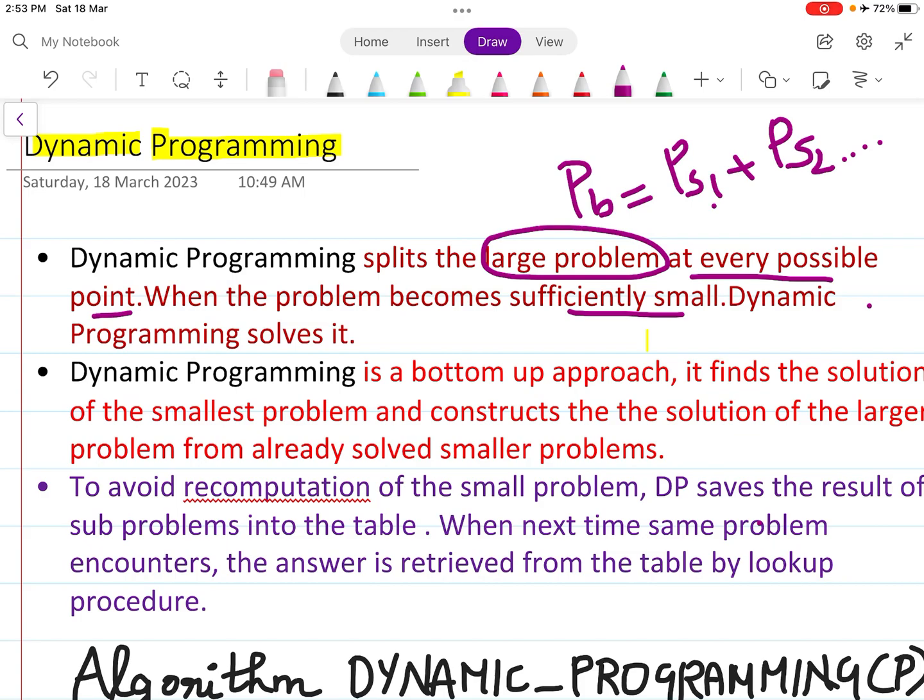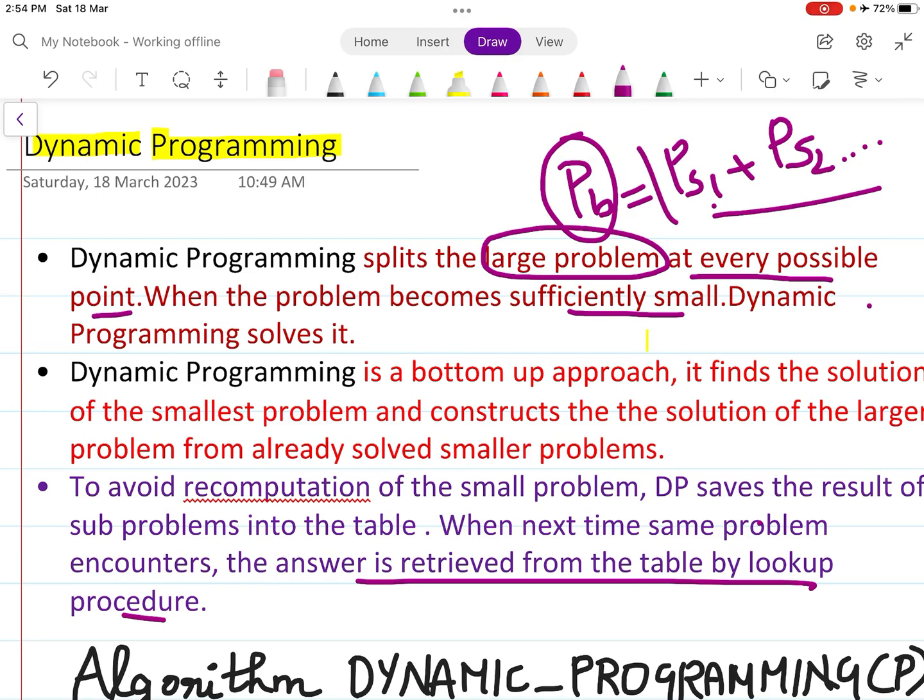It finds the solution of the smallest problem and constructs the solution of the larger problem from the already solved smaller problems. To avoid recomputation of the smaller problem, dynamic programming saves the result of the subproblem into a table. So the next time the same problem is encountered, the answer is retrieved from the table by a lookup procedure. So a bigger problem is divided into smaller problems, and these smaller problems are added to get the result of the bigger problem.